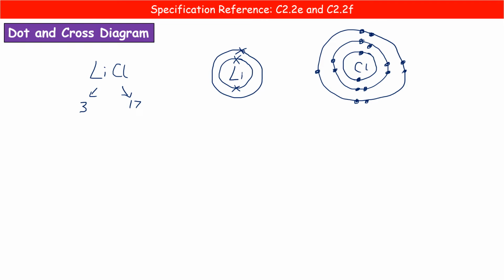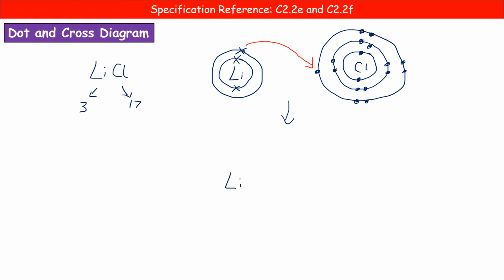What we're going to find then, in order to become an ion, is that the electron from lithium is going to be transferred to the chlorine atom. Because lithium has 1 electron in its outer shell and chlorine has 7, we transfer that 1 electron to the chlorine to give it a full outer shell. So we then need to draw the actual ions.